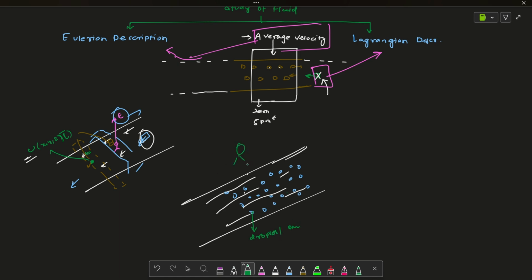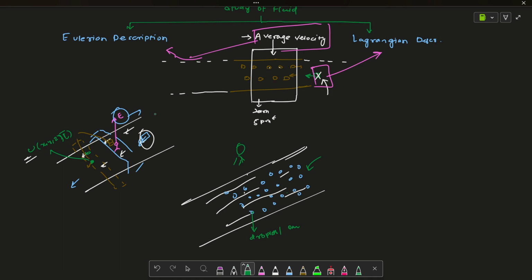You will use some laser and a camera, and you will record each and every particle, and you will know how those particles are varying, or how the fluid is varying. So this is a kind of Lagrangian frame. And the Eulerian description is used in our daily life, like in finding the wind velocity or anything. We fix the equipment at a particular position and we check. So these are the two approaches.